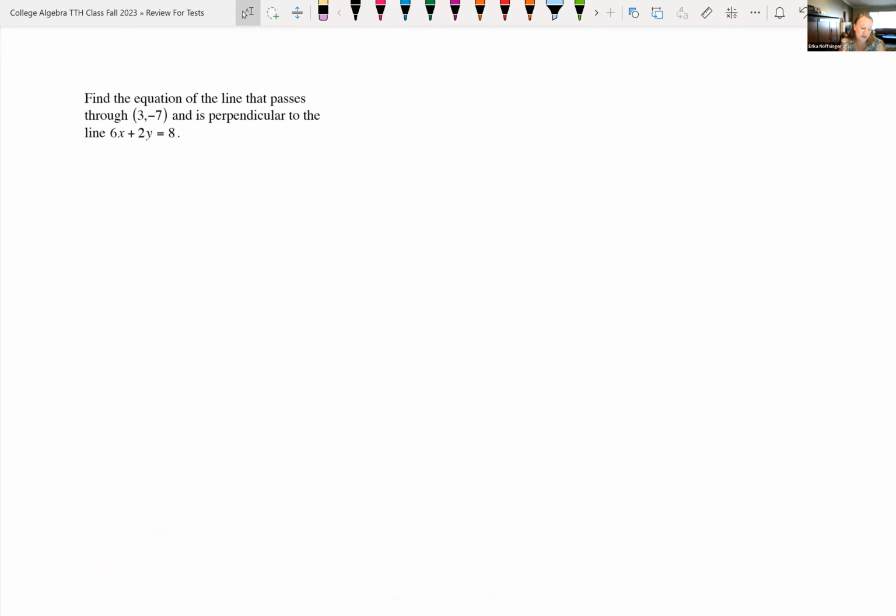So our next problem is: find the equation of a line that passes through (3, -7) and is perpendicular to the line 6x plus 2y equals 8. Lines are perpendicular if they have negative reciprocal slopes of one another. And so in here, we want to solve for y, so we can tell what the slope is.